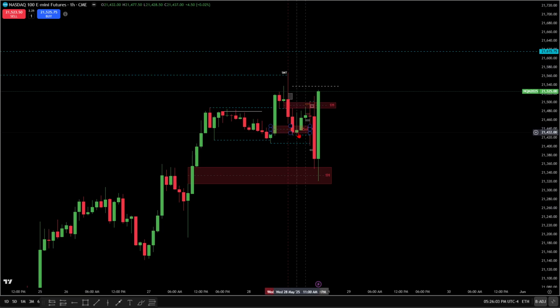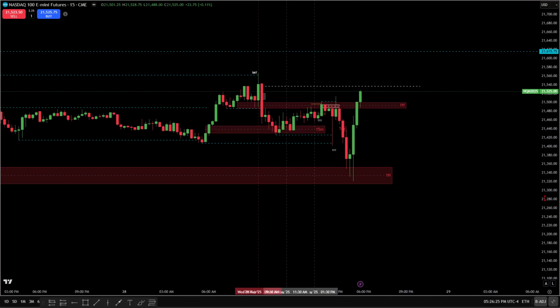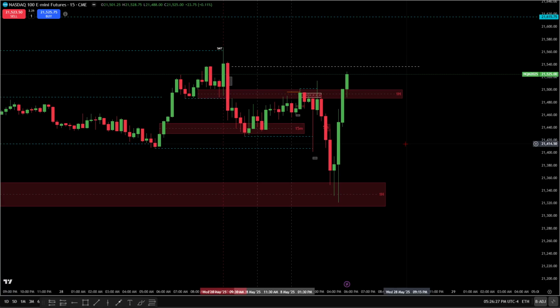We then rally off this. Lunch happens, so not much happens during lunch, we kind of just meander upwards. The algorithm kicks back in at 1:30. We fill this 1 hour fair value gap, and then we hit it again during the last hour of trading, and then it sends us down, resuming the move that happened in the AM session. So if we go down to the 15-minute time frame, we can kind of see all that better.